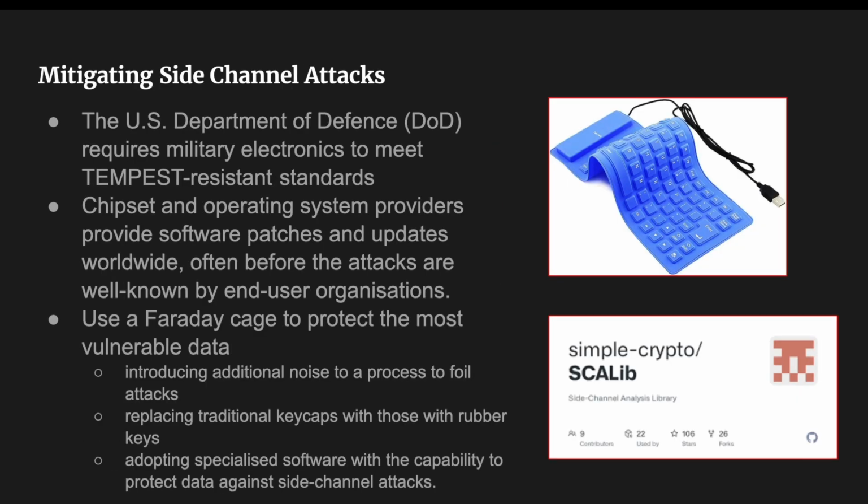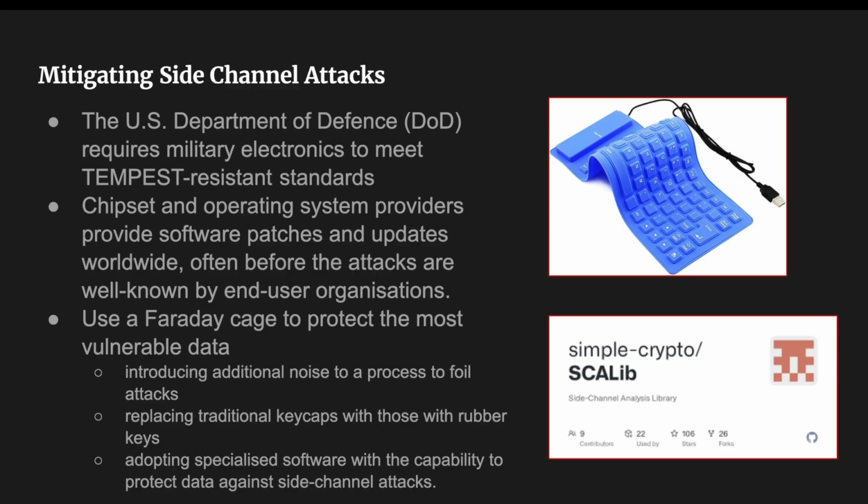So how do you try to mitigate side channel attacks? The U.S. Department of Defense requires military electronics to meet Tempest-resistant standards. Chipset and operating system providers also provide software patches and updates worldwide, often before the attacks are well known by end user organizations. A great way to mitigate side channel attacks is to use a Faraday cage to protect the most vulnerable data.